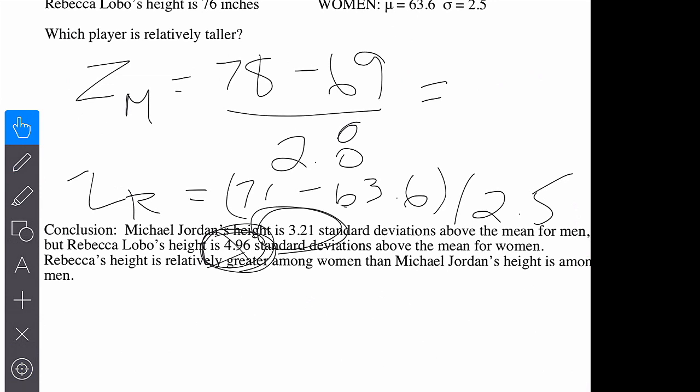So that means that Michael Jordan is not the taller basketball player between them. Relatively speaking, among women, Rebecca Lobo is very tall. She's an outlier. She's 4.96 standard deviations above her mean, and so we would say, relatively speaking, that Rebecca is a taller basketball player. Okay? So that's what that says.